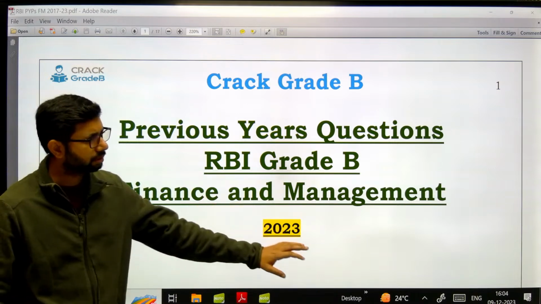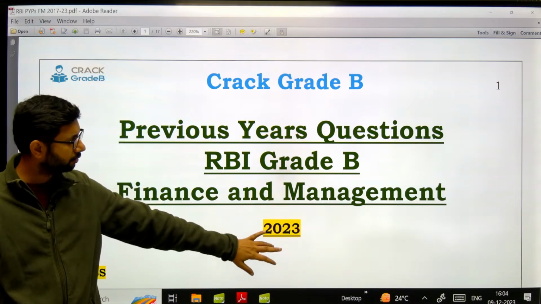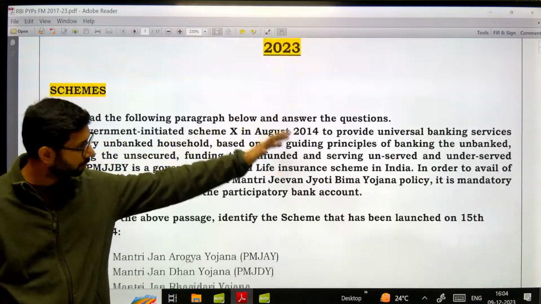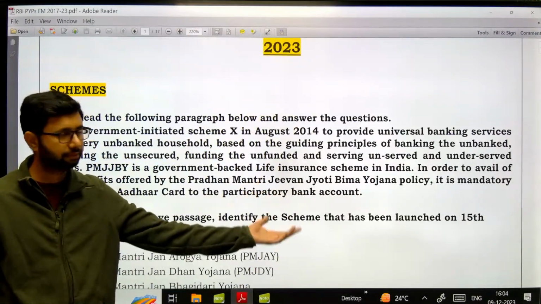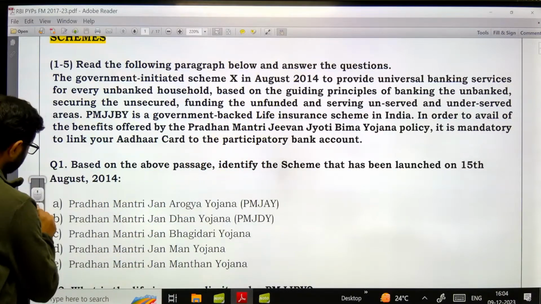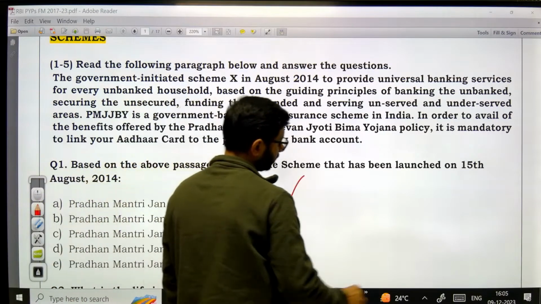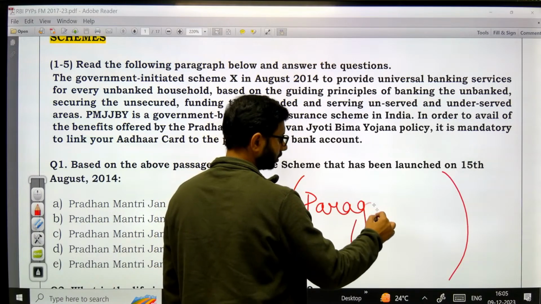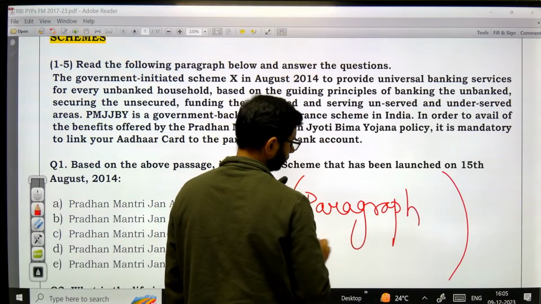So we'll do this in question answer format. We'll try to read all the paragraphs, and as we go on, we'll understand what type of different questions the RBI is actually putting. Paragraph based questions is anyways a usual norm right now. Paragraph based questions come every year, okay.